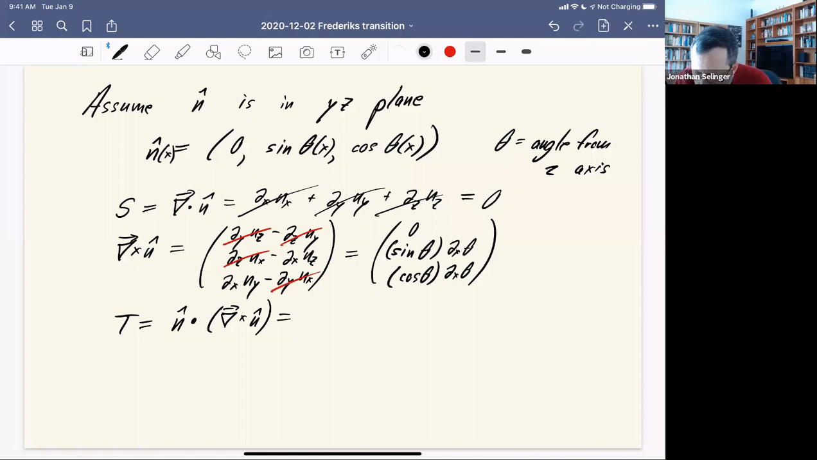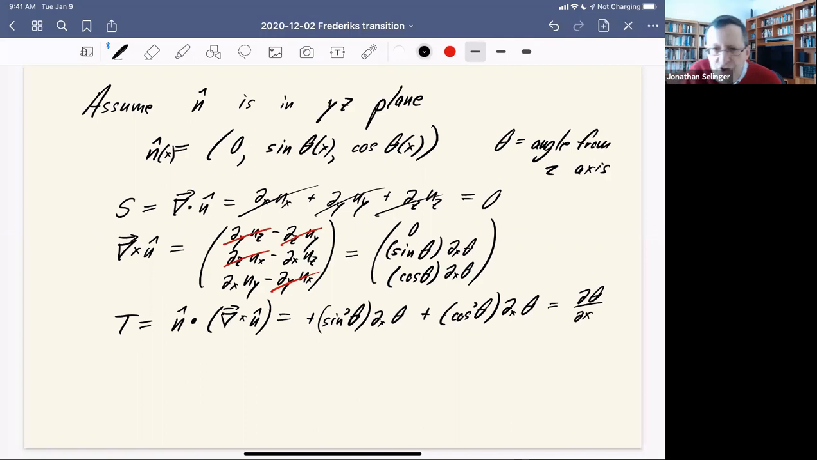So that's 0 times 0, right? Plus sine theta times sine theta d theta dx. So that's sine squared theta dx of theta. Plus the z component times the z component. So that's cosine squared theta dx of theta, right? So it's d theta dx.